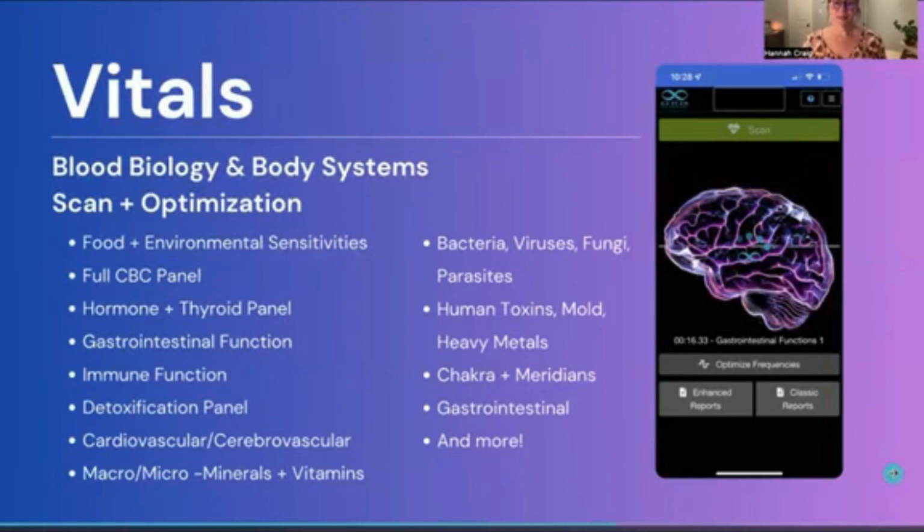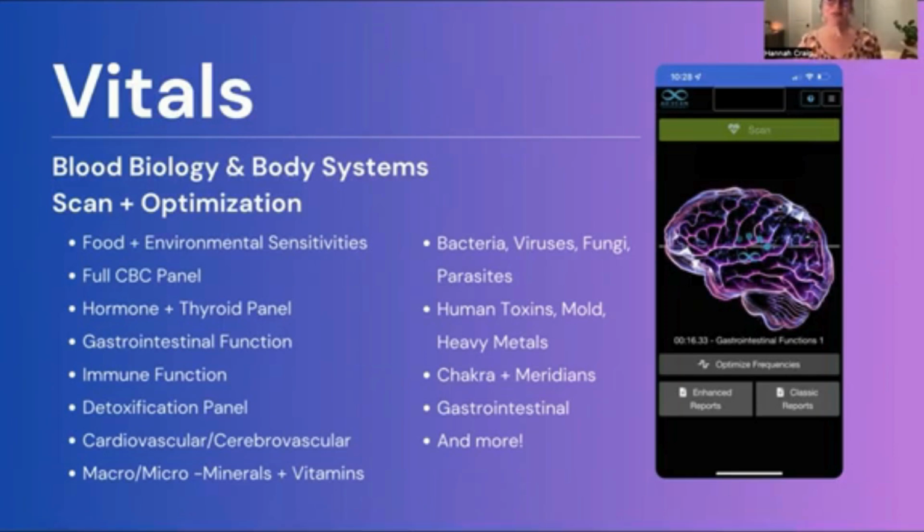So the next program on the AO scan is called Vitals. And think of this as your blood biology report. If you were to go to a functional medicine doctor and spend thousands of dollars for all the different functional lab tests like blood, hair analysis, stool analysis, urine analysis, you will get the same information in the energetic form on the report from the Vitals.